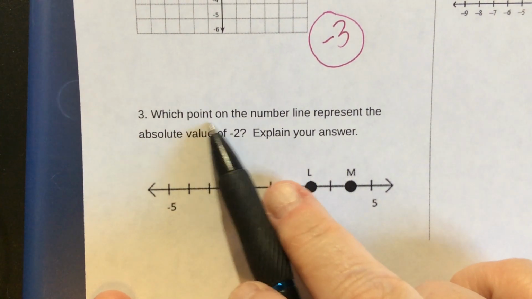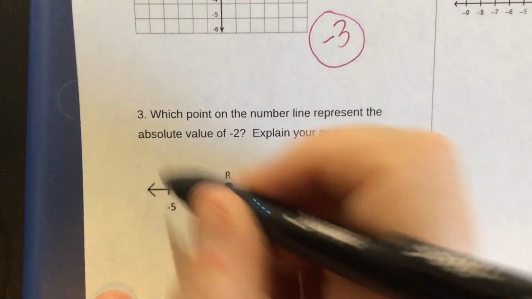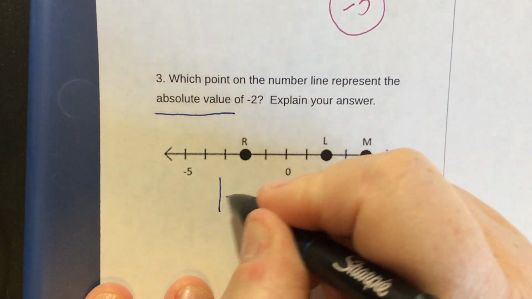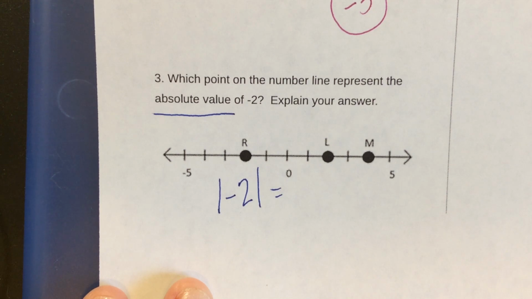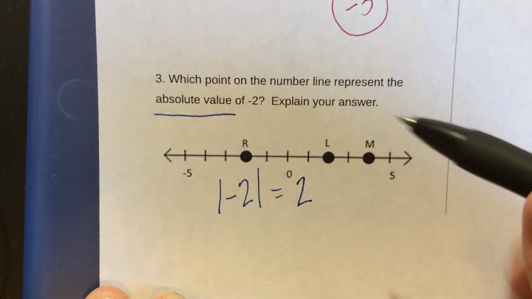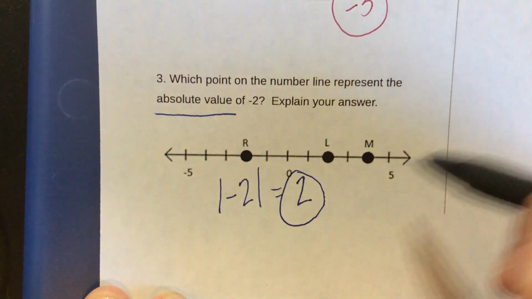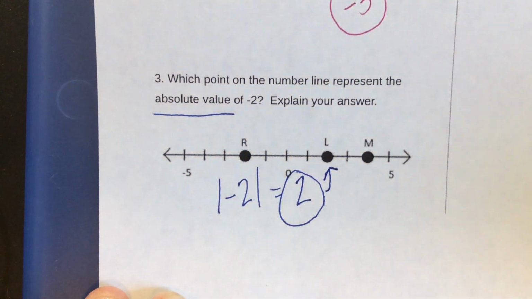because we didn't read. Which point represents the absolute value of -2? So basically, I want you to say, what is the absolute value of -2? And that just means how far is -2 from 0? It's 2 spaces, so the absolute value is 2. So which letter on here is located at 2? It's L, not R. And a lot of people chose R on this test.